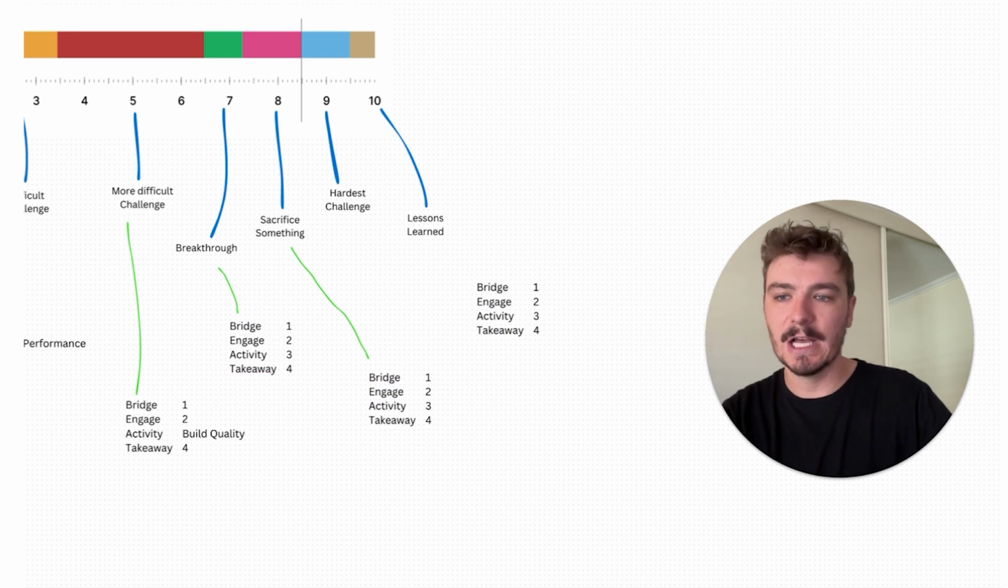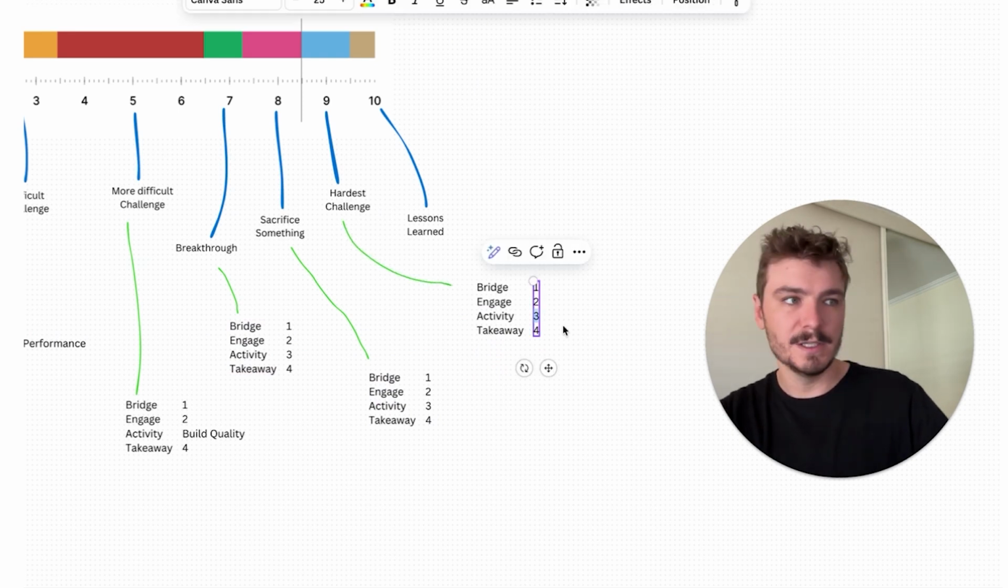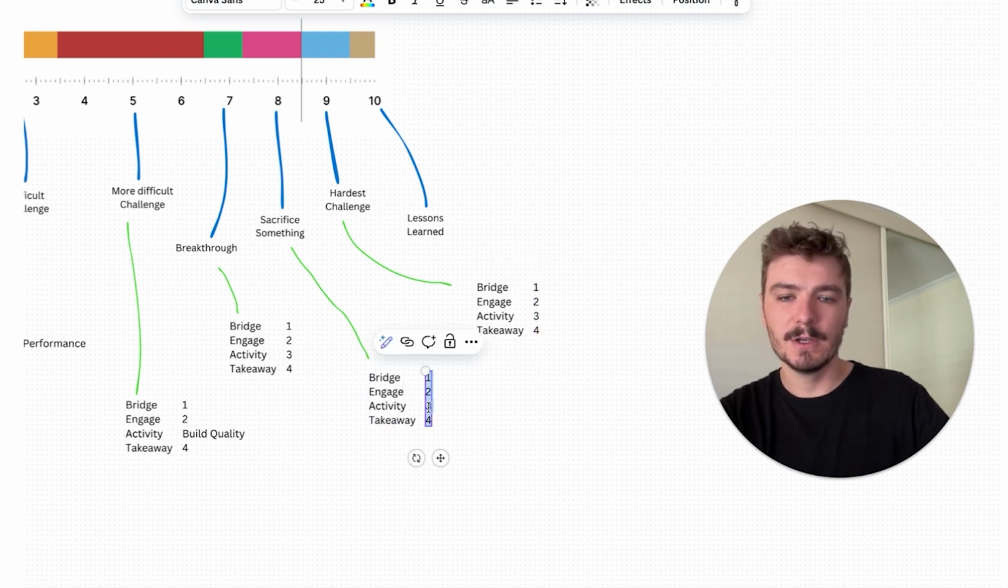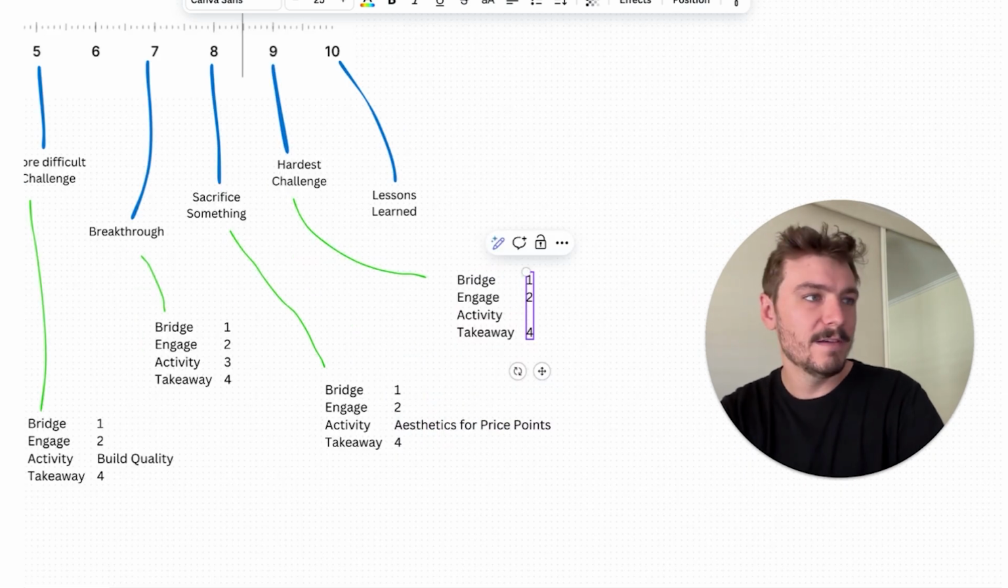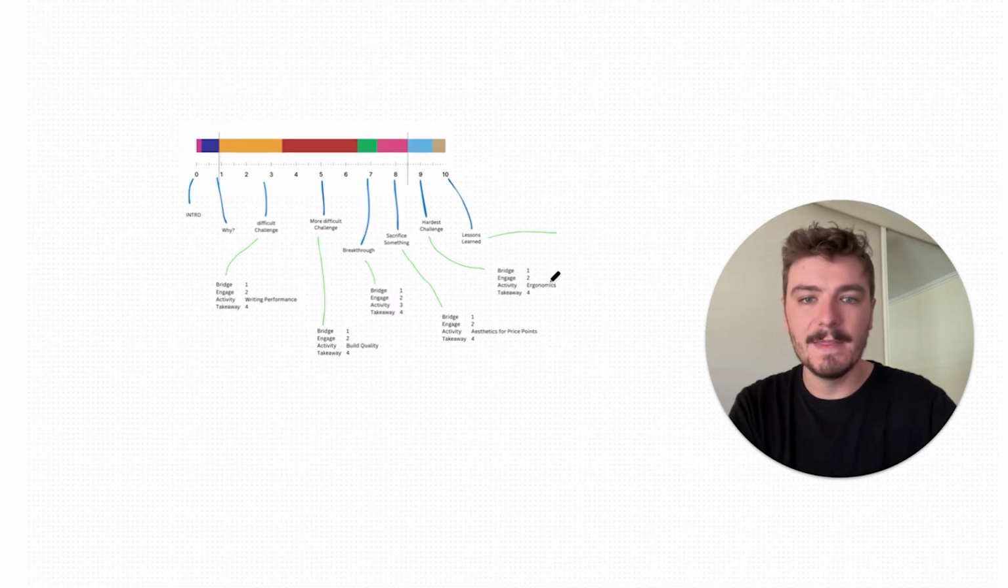And then the hardest challenge here. And the hardest challenge will be, what's the last one? Aesthetics and design. Actually, you know what? I think sacrifice will be that. Aesthetics. The aesthetics for the price point. Then I'll have the last point here, ergonomics. And then I need the lessons learned.